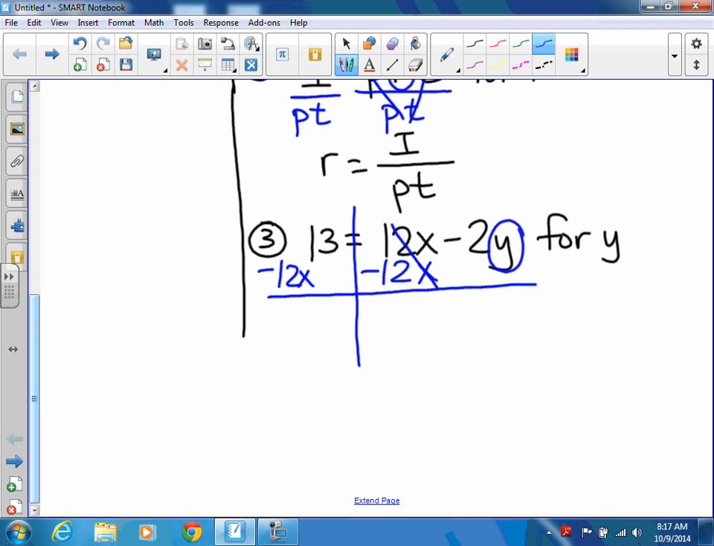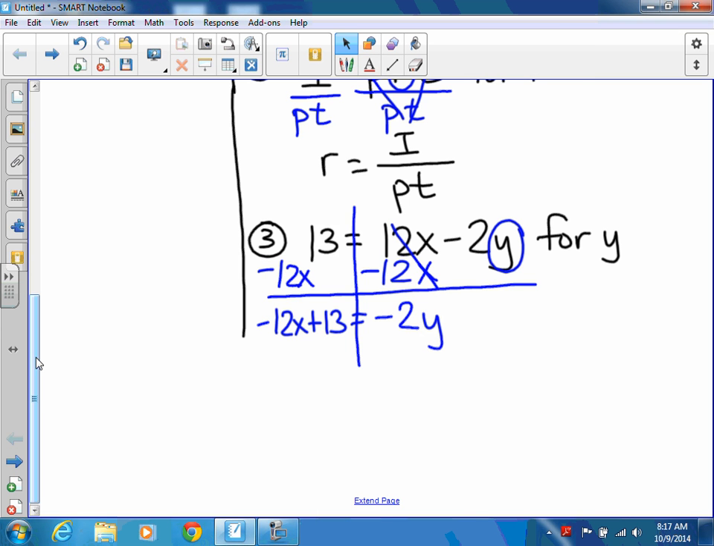So on the left hand side you now have negative 12x plus 13, they can't go together, equals negative 2y. And you're getting one step closer to where you want to be, because we still want the y to stay. But we need to get rid of the negative 2, and the negative 2 is connected to the y by multiplication. So in order to make this happen, we want to divide everything on every side by negative 2. So that includes the negative 12x divided by negative 2 and the 13 divided by negative 2.